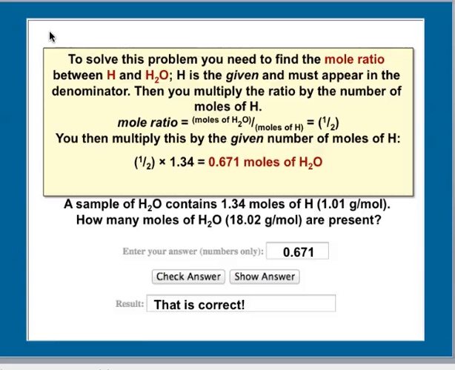Blackboard is the same way. If you see the same problem on Blackboard, which you might, it is designed so that if you're within 2 or 3% of the answer, you get it right.